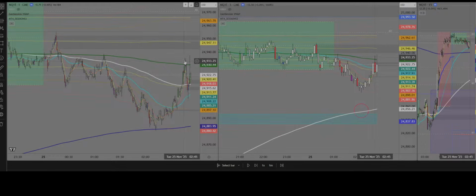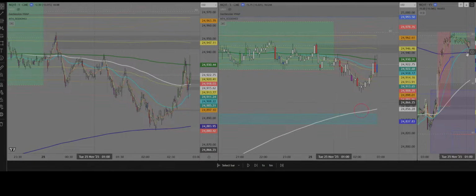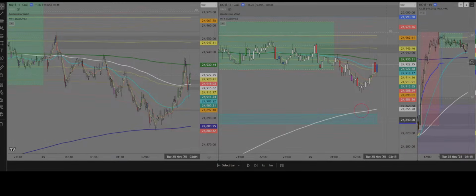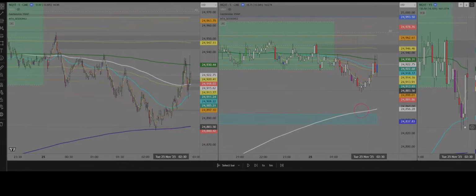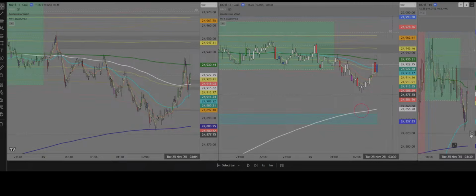Super wicky. This one, now red-blue. What was this? And we're very extended on the 15-minute. On the 15-minute, this is like all vectors though. Vectors is imbalances basically in the chart. It's the easiest way to think of them for me.